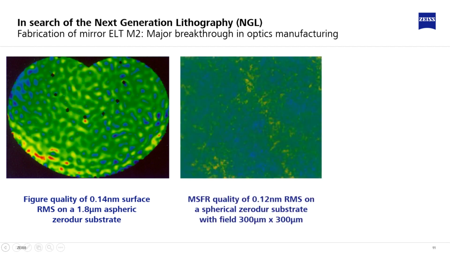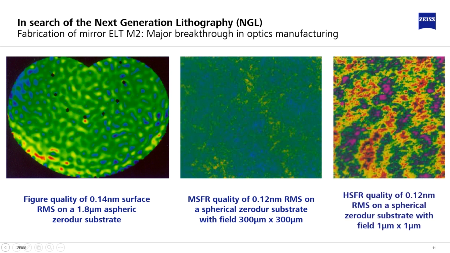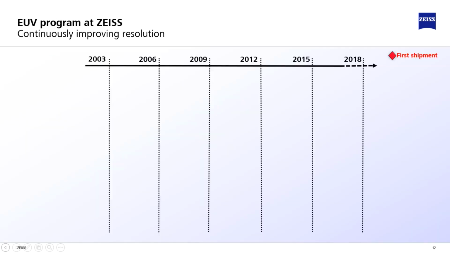The MSFR quality was 0.12 nanometer RMS on a spherical Zerodur substrate with a square field of 300 micrometers. The HSFR quality was 0.12 nanometer RMS on a spherical Zerodur substrate with a field of a square 1 micrometer.